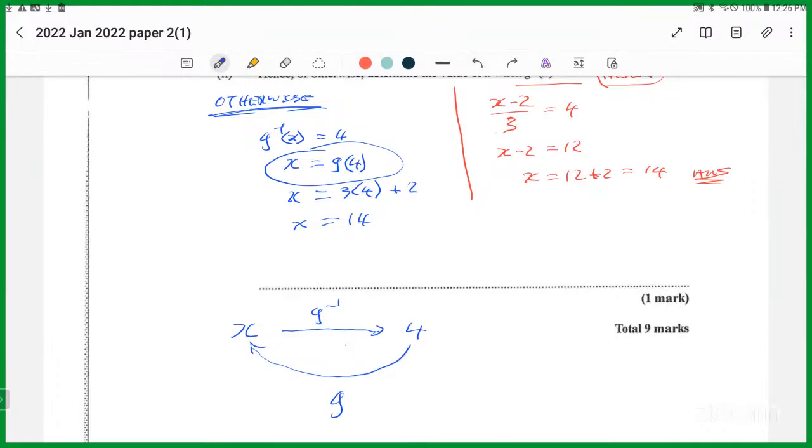Right? So that's what it is. If g to the minus 1 takes it from x to 4, then g, which is the inverse of g to the minus 1, I'm going to take it from 4 back to x, because it's a reversal of the mapping. If g to the minus 1 has a mapping one way, then g has the mapping the opposite direction, because g to the minus 1 and g are inverses of each other. They reverse the mapping. So remember that. They reverse the mapping. Alright, so that's how it works. Are you okay with that?